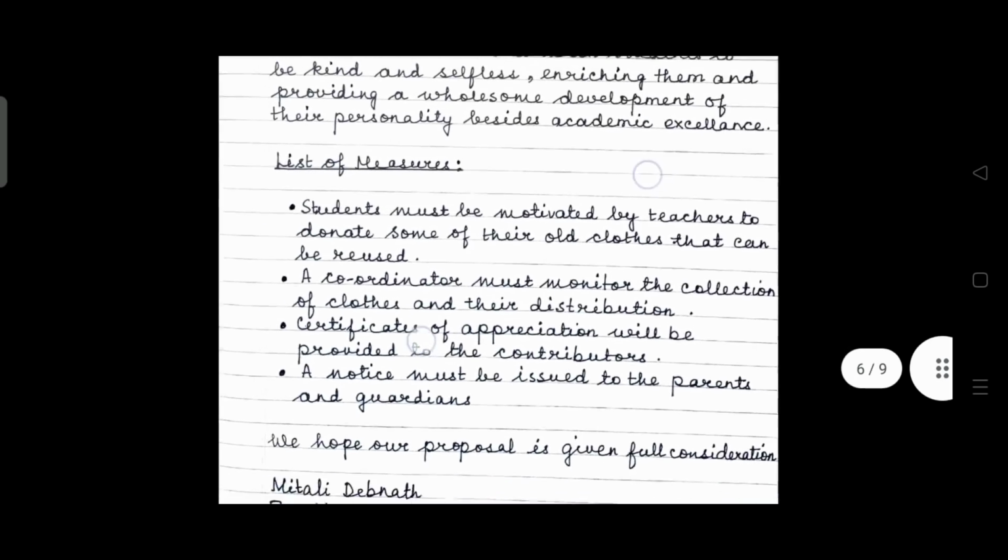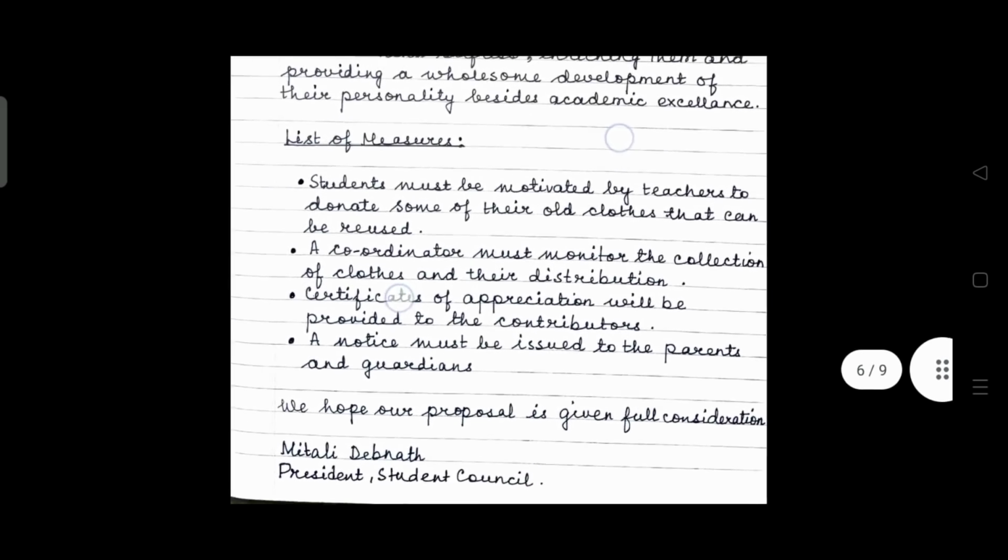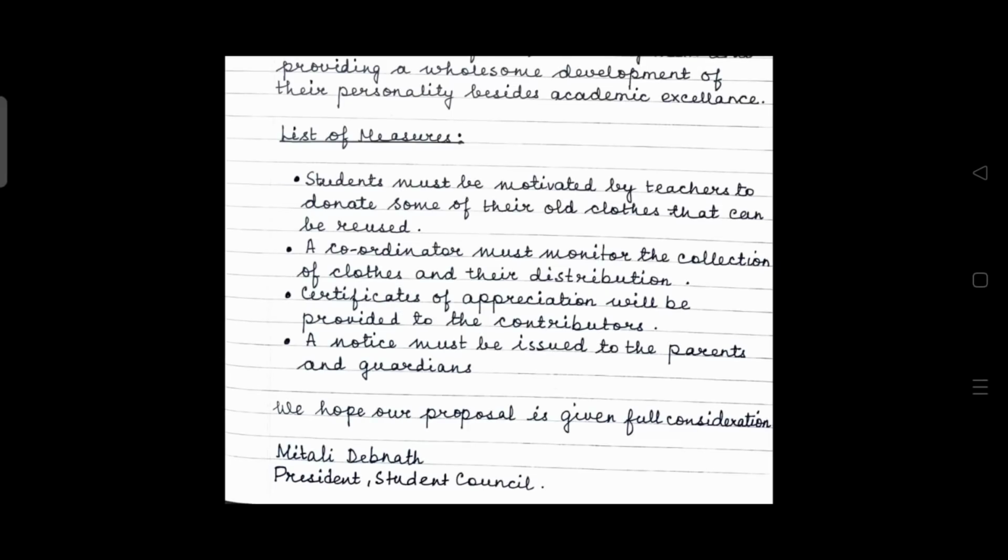My dear students, these are the list of measures and then the ending. We hope our proposal is given full consideration. Leave one line, write the name and the designation, Mitali Devnath, President, Student Council.